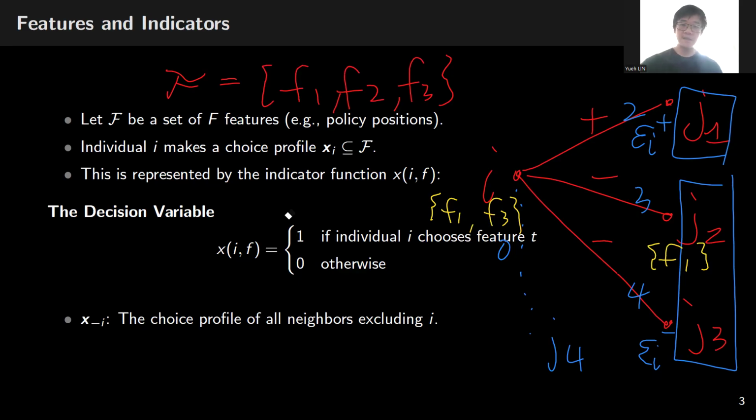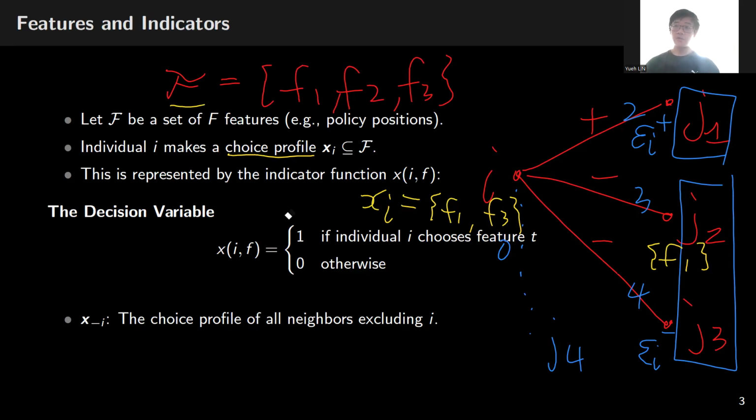So you see that for each individual, we can note it as X_i. We call it a choice profile, and it is the set of features that the individual chooses. Naturally, it is a subset of all the features. F1, F3 is a subset of F1, F2, and F3.